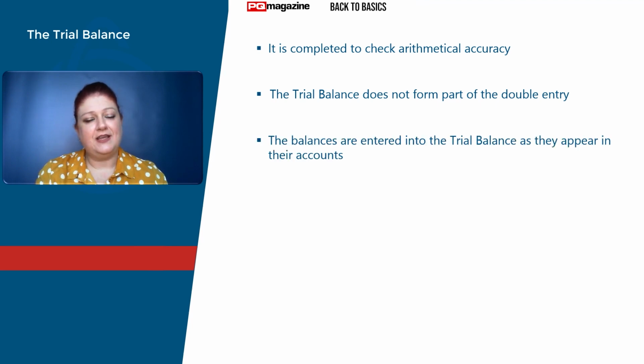And then finally, we need to also remember that when we're transferring the entries from the accounts to the trial balance, because it's not part of the double entry, we are taking the entry straight from the account and putting it in the trial balance. So if we have a credit balance in the sales account, we would enter it as a credit balance in the trial balance as well.